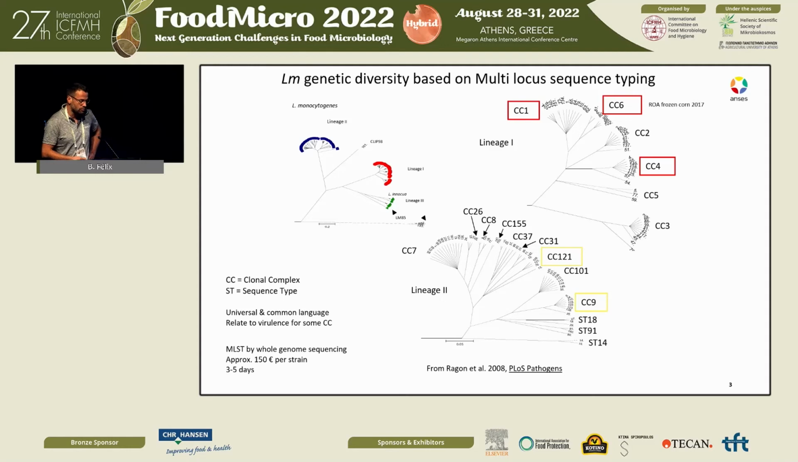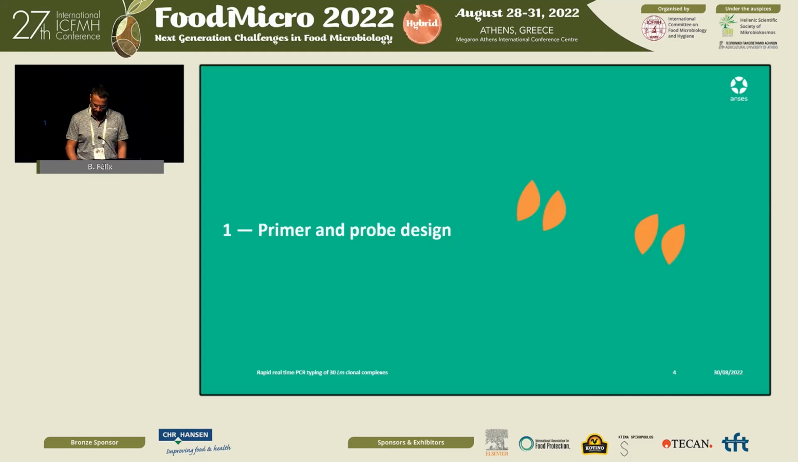But the drawback of MLST is that you have to sequence the whole genome of the strain to get it. And it takes between 3 to 5 days and approximately 100 euros, 150 euros per strain. So our project aimed to provide a method that will be rapid and cheap to provide the major circulating clonal complexes in the food sector.